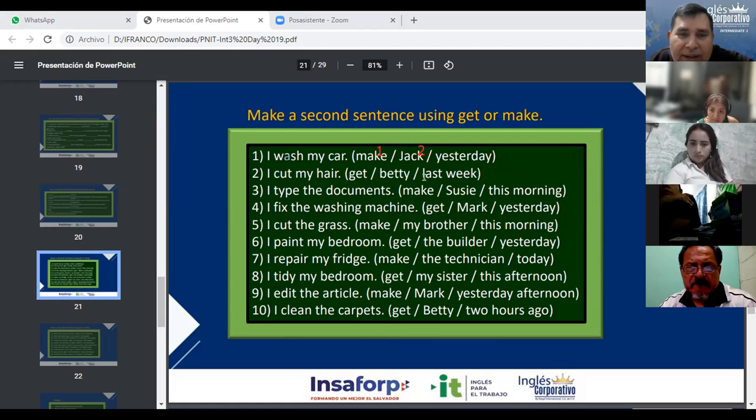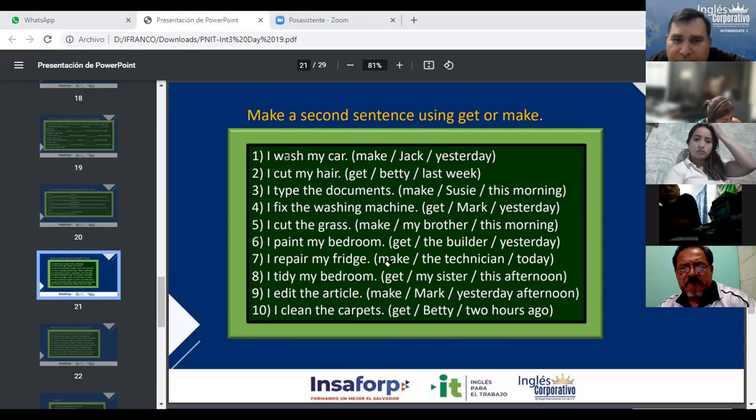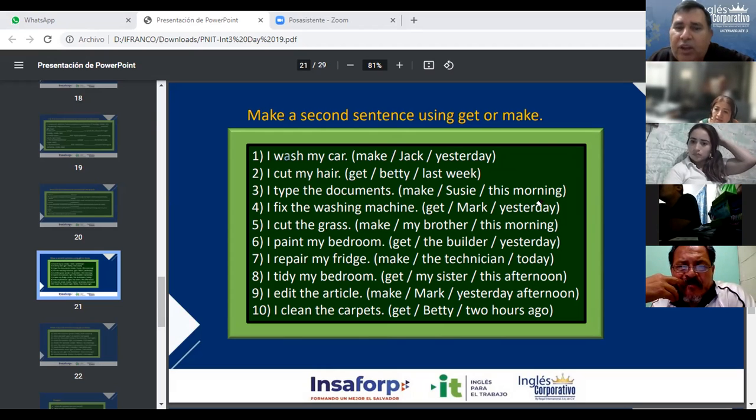I got Betty to cut my hair last week. Then the others. I made Susie type the documents this morning. Or I got Mark to fix the washing machine. Right? I made my brother cut the grass this morning.